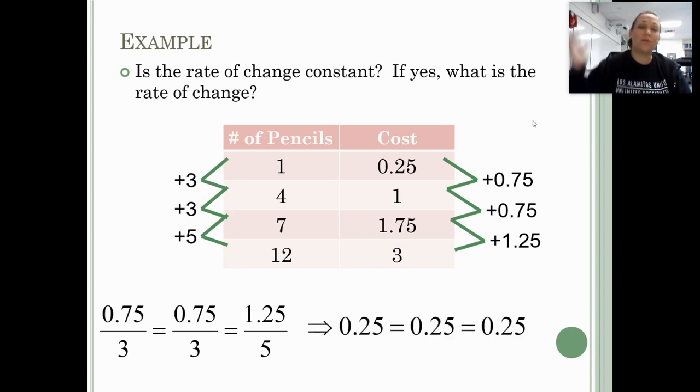And so since all three fractions simplify to the same number, I'm going to say, yes, this has a constant rate of change. This has a slope. If I graph these ordered pairs, they would connect and make a nice straight line. And for the slope of that line, we're not going to write 0.25 because that doesn't give me a rise and a run. So I need to write the fraction equivalent of 0.25, which is 1 over 4. So for this problem, I say, yes, it does have a constant rate of change, and that rate of change is 1 over 4.